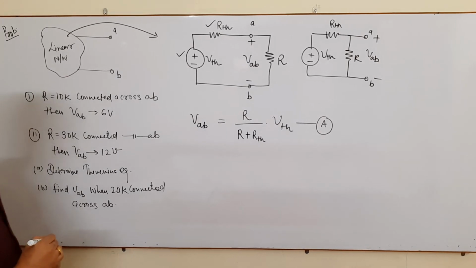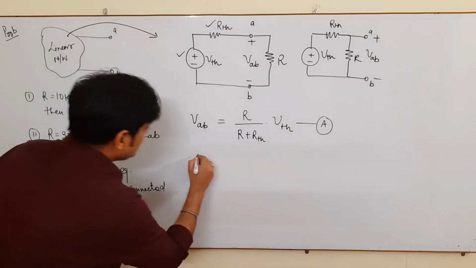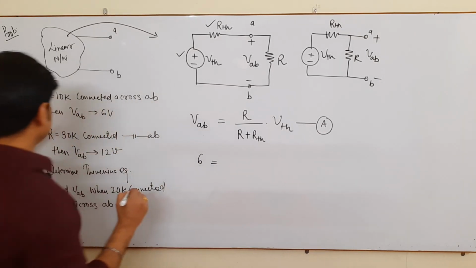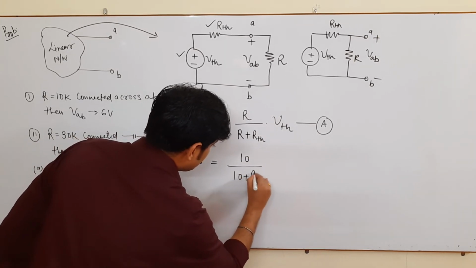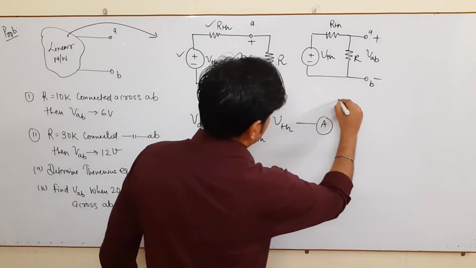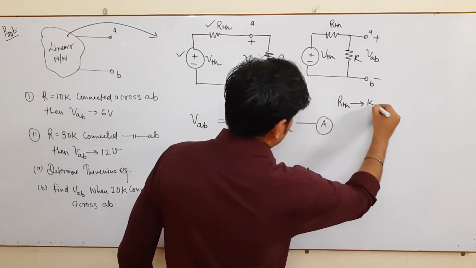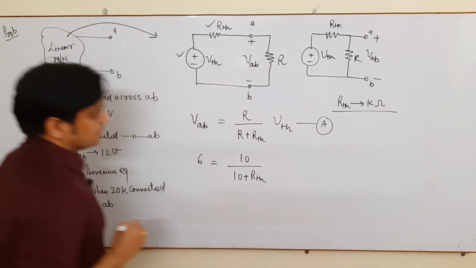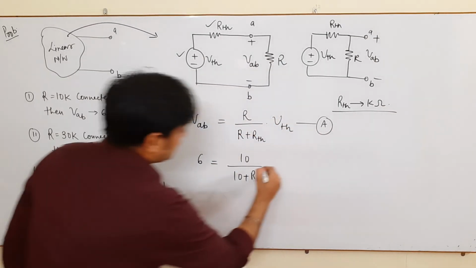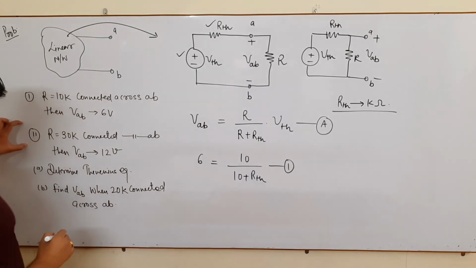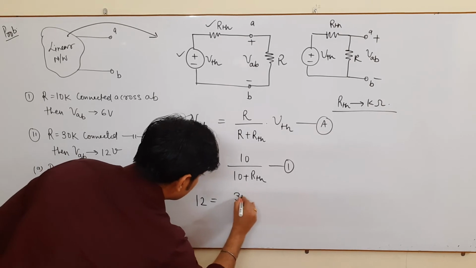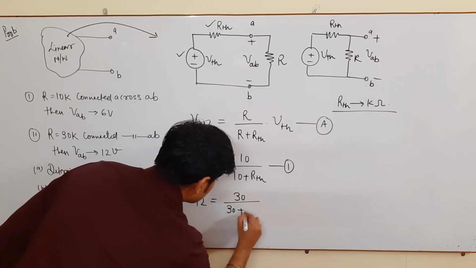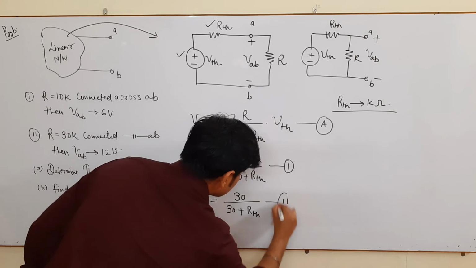Now if we apply these two conditions 1 and 2, I can say the value of VAB is 6 volt when the value of resistance R is 10K, so it is 10 upon 10 plus RTH. I will consider RTH to be in kilo ohms. I have just taken this as a consideration. So this is your equation first. Similarly, when R is equal to 30K, VAB comes to be 12 volts, so it is 12 equal to 30 upon 30 plus RTH. This is your equation second.